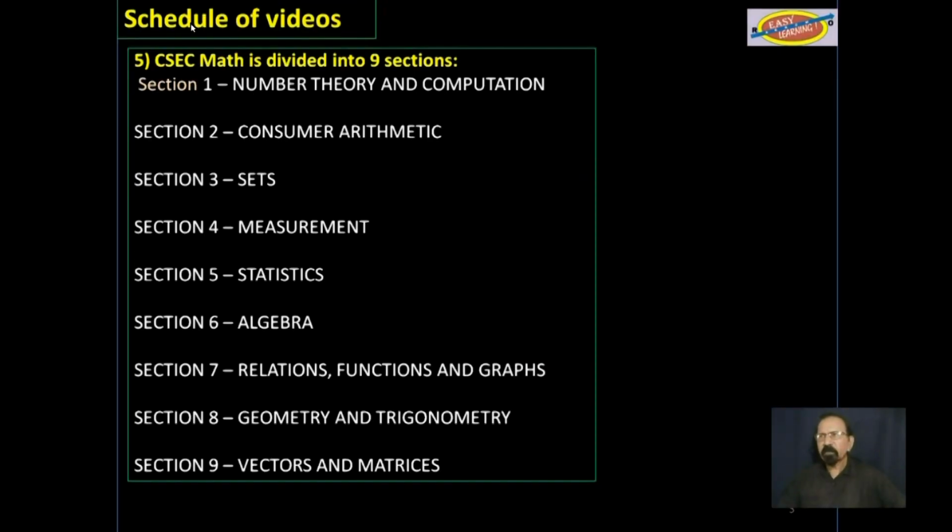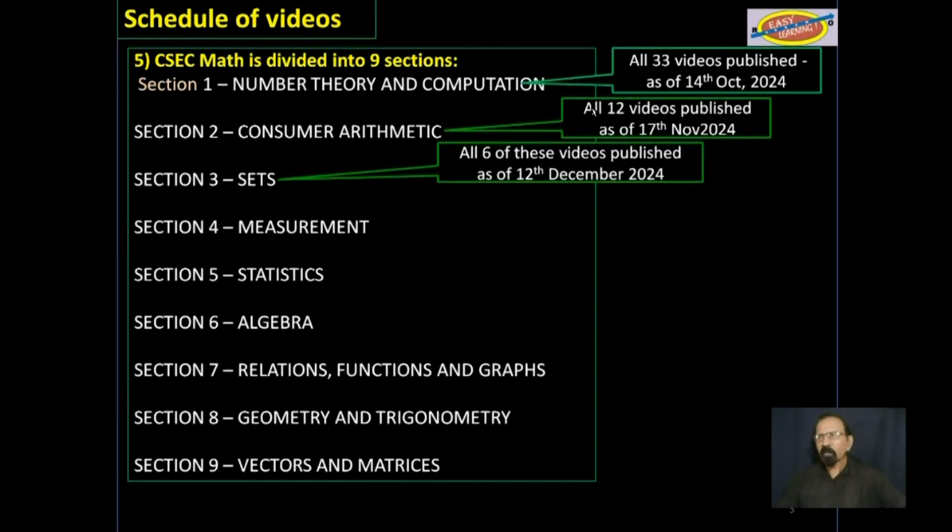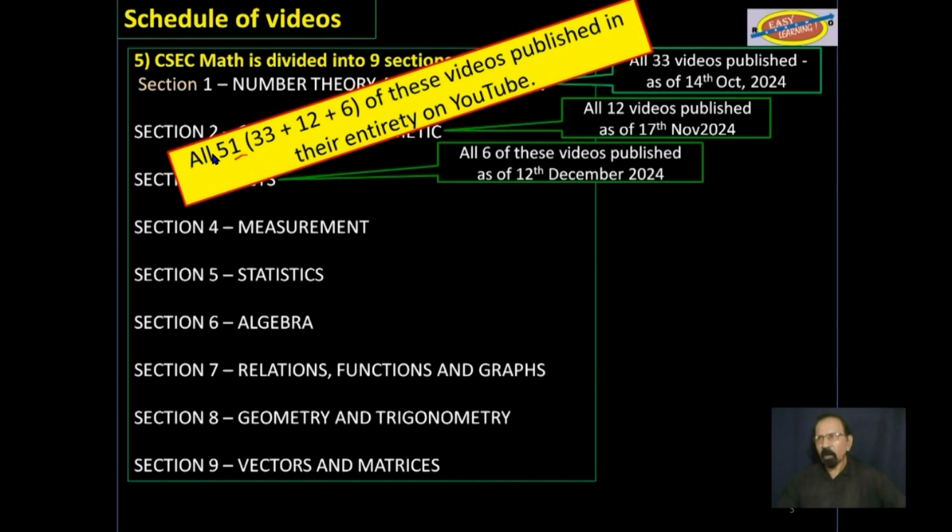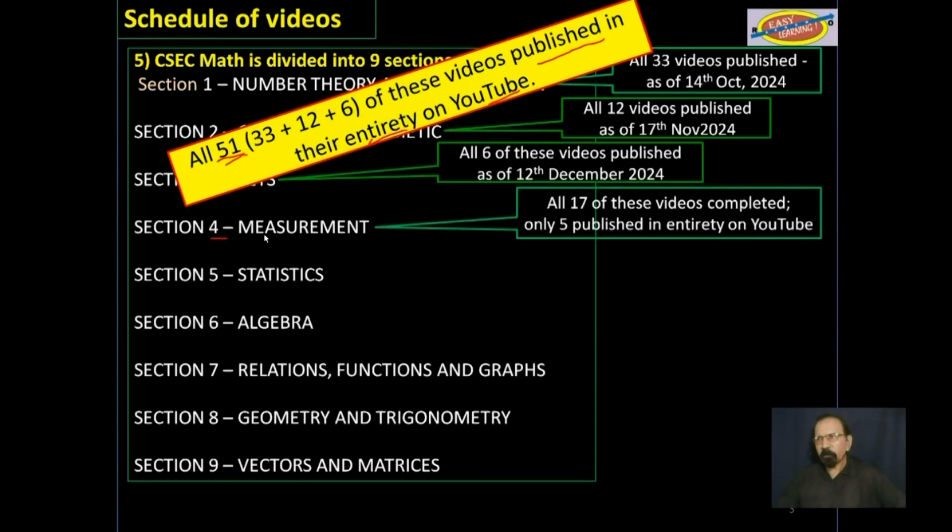Schedule of videos. These first three sections, 1, 2, 3: all 51 of those videos have been published in their entirety on YouTube. Section 4, measurement: all 17 of these videos have been completed, and 5 have been published in their entirety on YouTube.